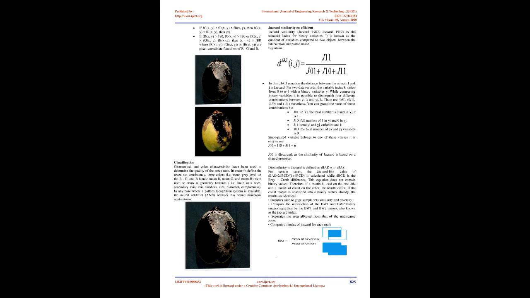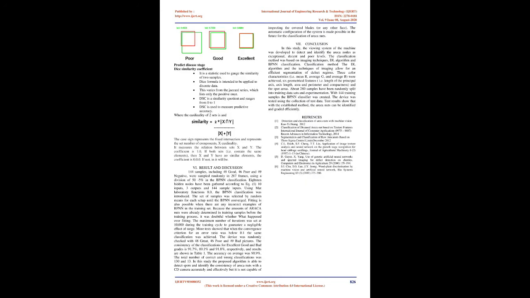Statistics used to gauge sample set similarity and diversity. It computes the intersection of the BW1 and BW2 binary images divided by the union of BW1 and BW2, also known as the Jaccard index. It separates the area affected from that of the undiseased zone. It computes an index of Jaccard for each mark. Predict disease stage dissimilarity coefficient.